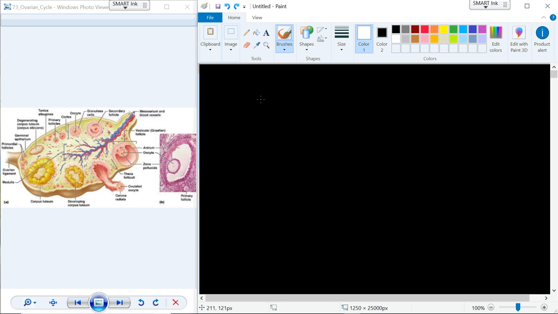All right, so last time we left off with kind of going through the morphological changes that are happening in the ovary. We left off with the secondary follicle and its particular anatomy with its two different zones, zona pellucida, zona granulosa. And then you begin to have these cavities that begin to fill to form the preantral follicle.